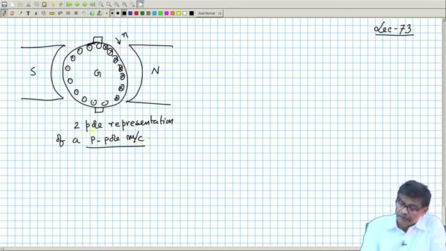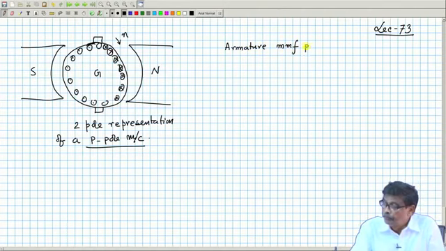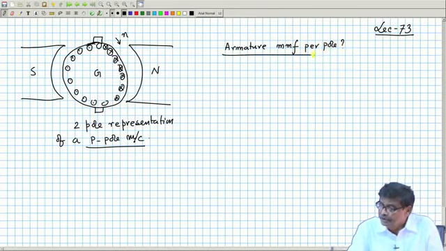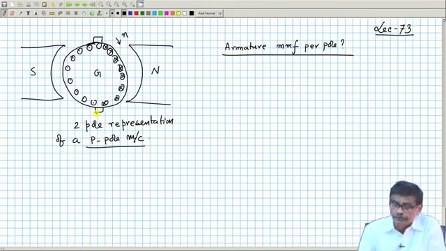So, what happens is this, I want to calculate how much is the armature MMF per pole. So, my target is to get armature MMF per pole. How do I calculate? It can be done much more simply, but I will do it in this way because of reasons I will tell you later. Armature MMF per pole, how to compute.